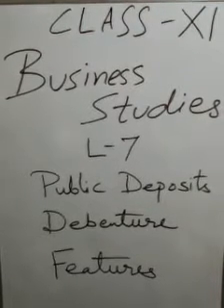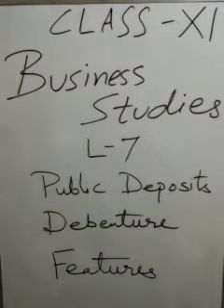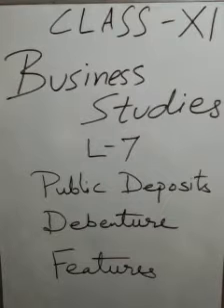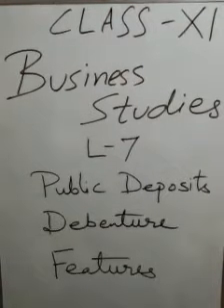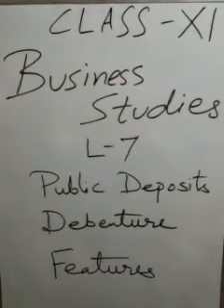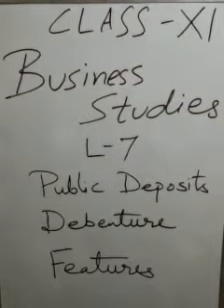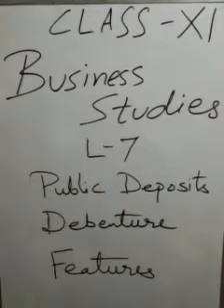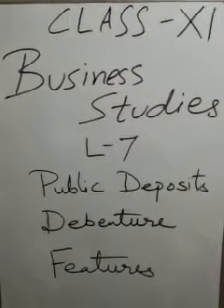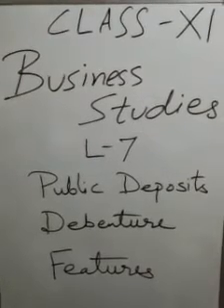Second is fixed rate of interest. The interest on debenture is paid at a fixed rate. The rate of interest is decided in the annual general meeting of the company by the board of directors. Third is compulsory payment of interest. Payment of regular and fixed rate of interest is a legal obligation of the company. Company has to pay interest to its debenture holder irrespective of its profit earning capacity.